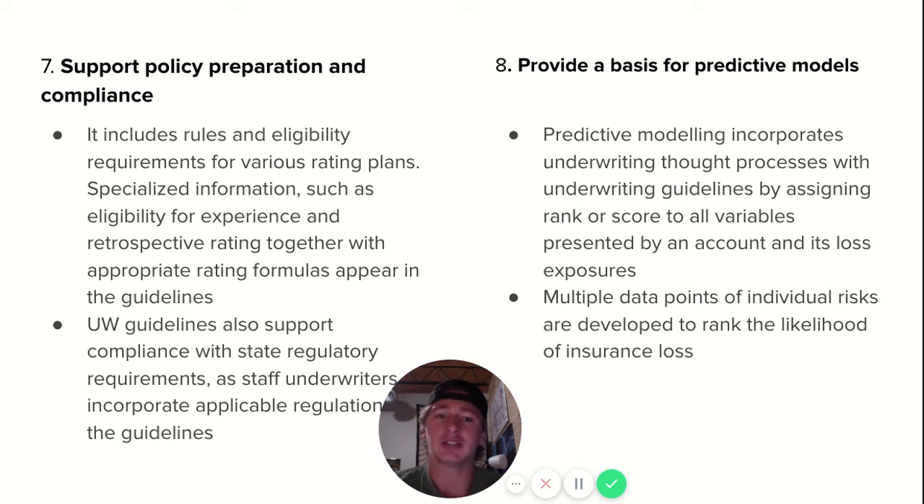Number eight, last but not least, honestly one of the more important points, is that they provide a basis for predictive models. So, all the data that's collected throughout all of these risk exposures that underwriters take a look at is all put together in multiple data points of individual risk. So they are developed to rank the likelihood of an insurance loss based on profit potential. So all of this predictive modeling incorporates an underwriting thought process with the guidelines by assigning a rank or score to all the variables presented by an account and all of its loss exposures.